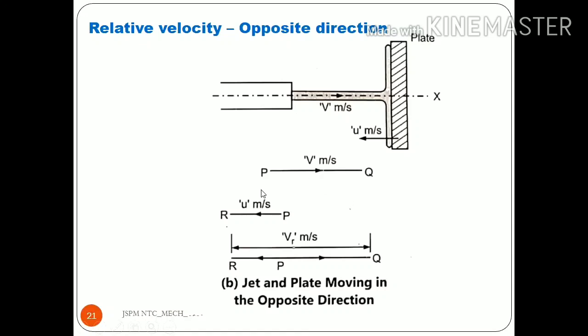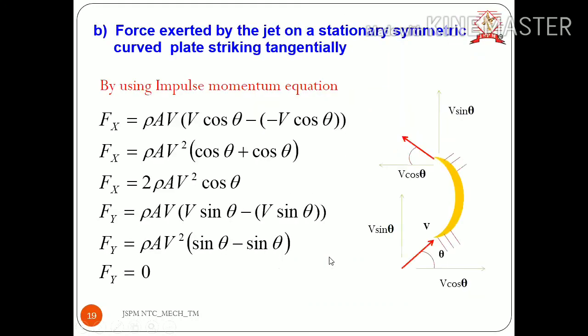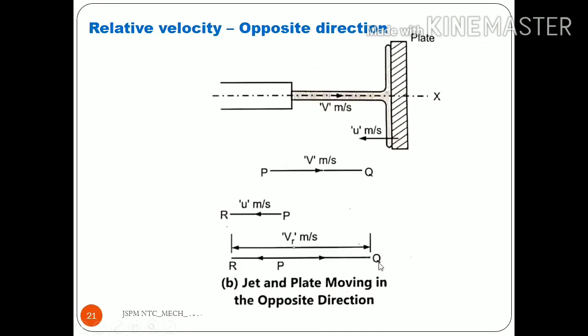Meaning in the last slide, for the same direction we have PQ, but R is in between. But for the opposite direction, PQ is here and PR is here. Both are in opposite directions. So we have represented it as it is. For calculation purposes, for a moving plate, we are taking the relative velocity only: v minus u.